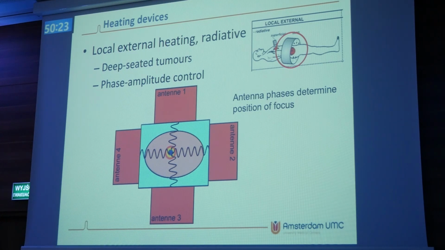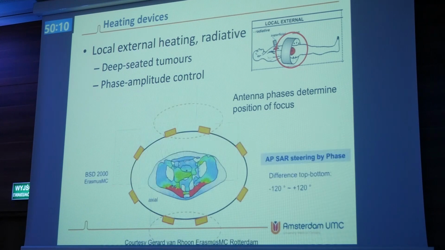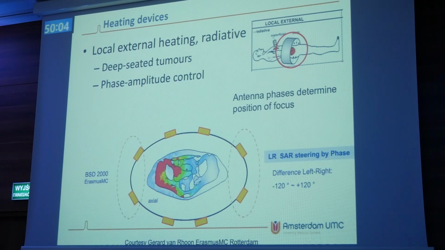The steering is achieved by phase and amplitude control, which basically means that we can vary the phase of the individual antennas, and by doing so we can move the focal area in the patient to basically any designated subvolume. In patients, you will see that the distribution you get is heterogeneous because the power absorption will vary depending on the tissue type. So, for instance, in high water content tissues like muscle, you will see a way higher absorption than in low water content tissues like, for instance, fat.